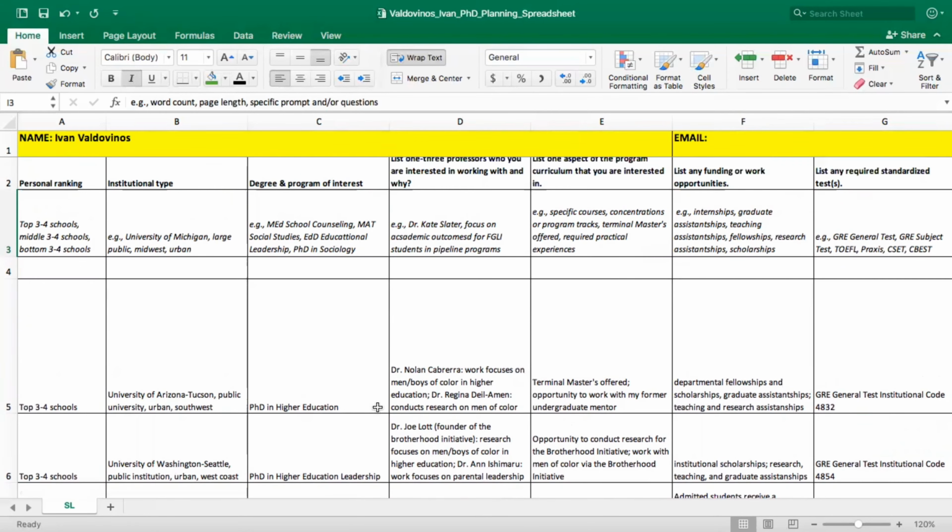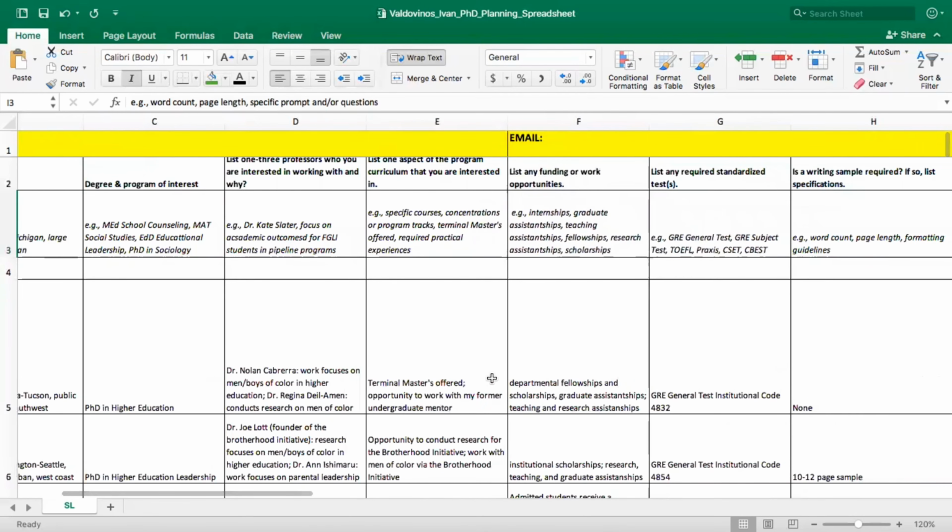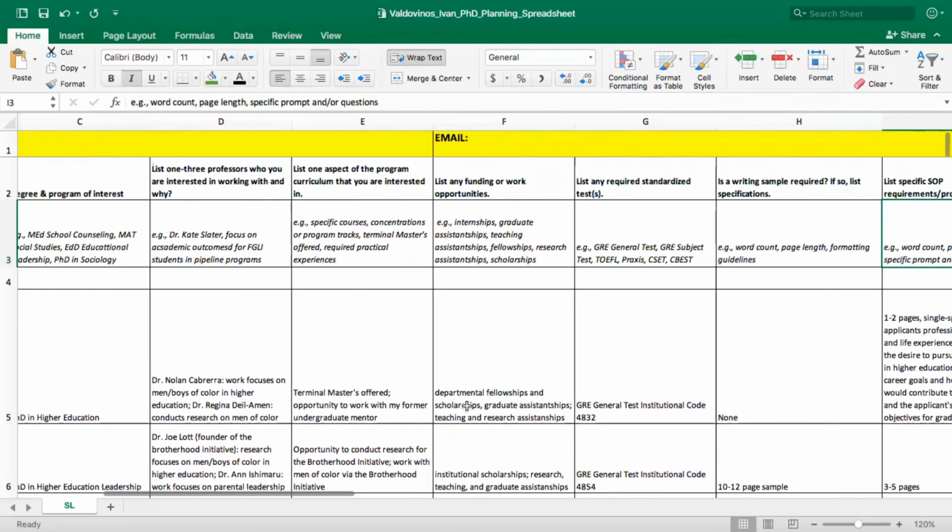I was applying for the PhD in higher education, and I wanted to work with either Dr. Nolan Cabrera, whose work focuses on men/boys of color in higher education, or Dr. Regina Del Amen, who conducts research on men of color. I also liked the idea that they offered a terminal master's, and you also got a master's on your way to the PhD. And then also Dr. Nolan Cabrera was my former undergraduate mentor when I did an internship there in the summer, so I wanted to work with him again.